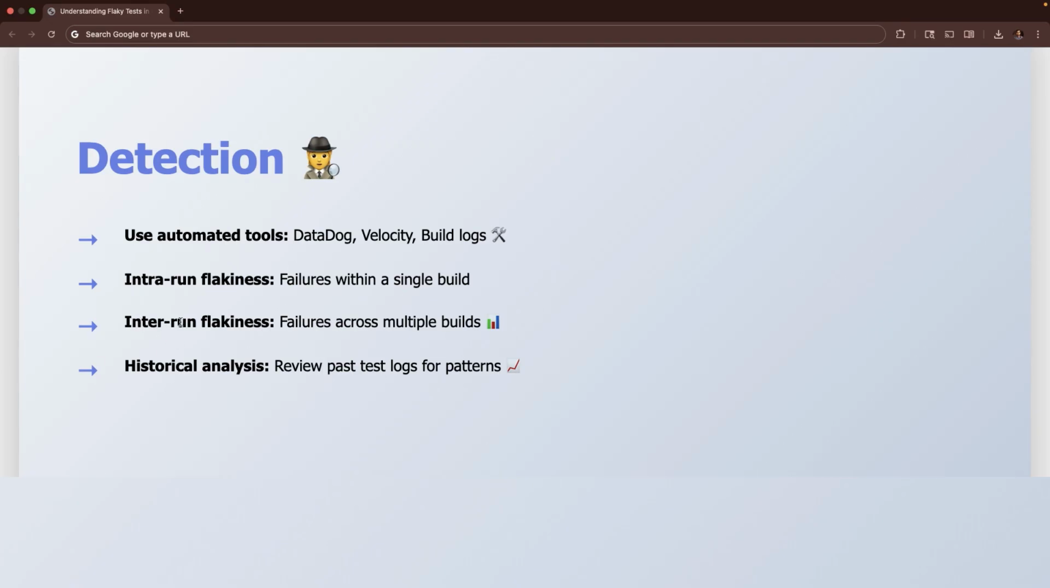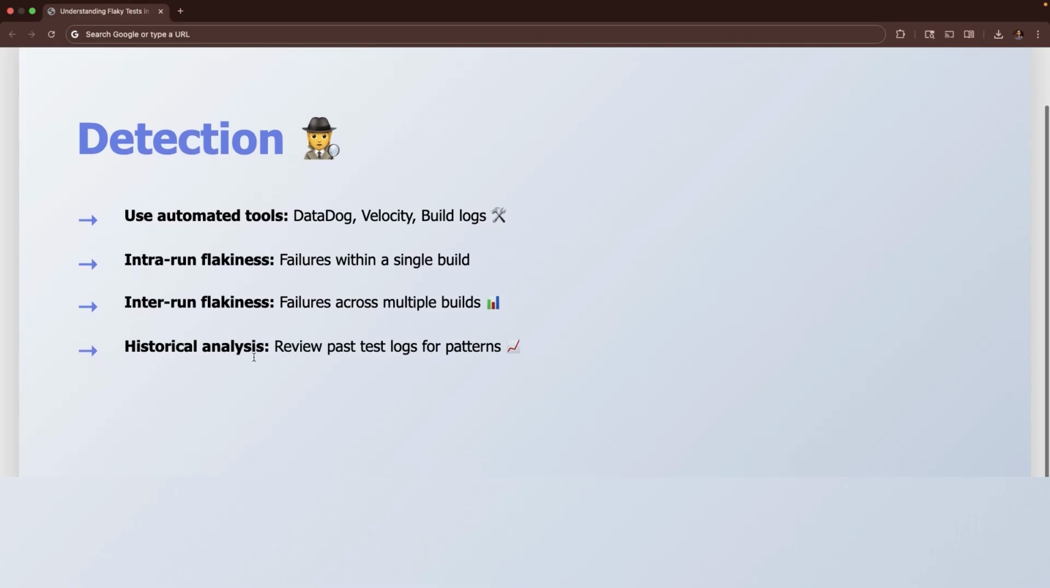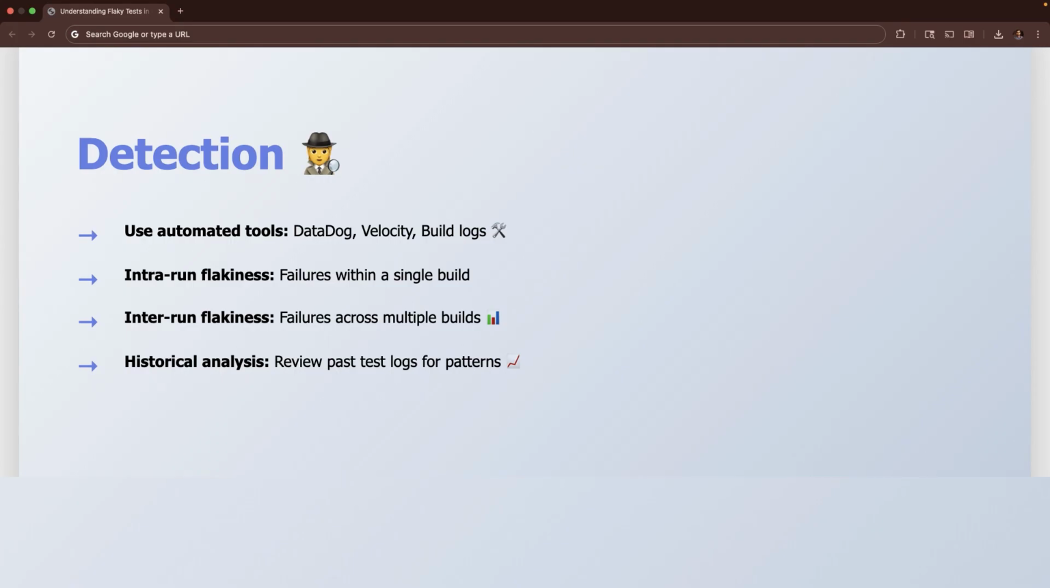And then there is another one called the inter-run flakiness. This is the failures across multiple builds. So you need to consistently see if a test passes in run 1, and the same test passes in run 2, and then again passes in run 3. This requires historical tracking, and this is more informative. So you need to monitor that across the builds.